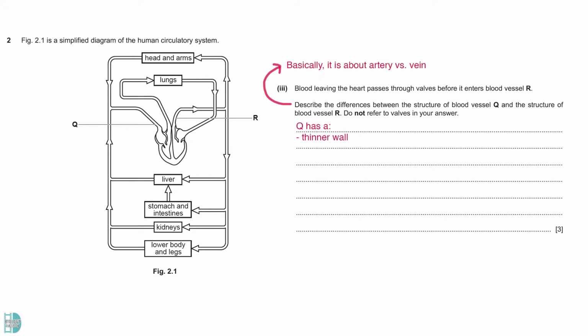Vein has a thinner wall as it does not need to withstand high blood pressure. It also needs to allow skeletal muscle around them to push and squeeze the blood inside them, so the pressure can increase and blood would travel back to the heart.